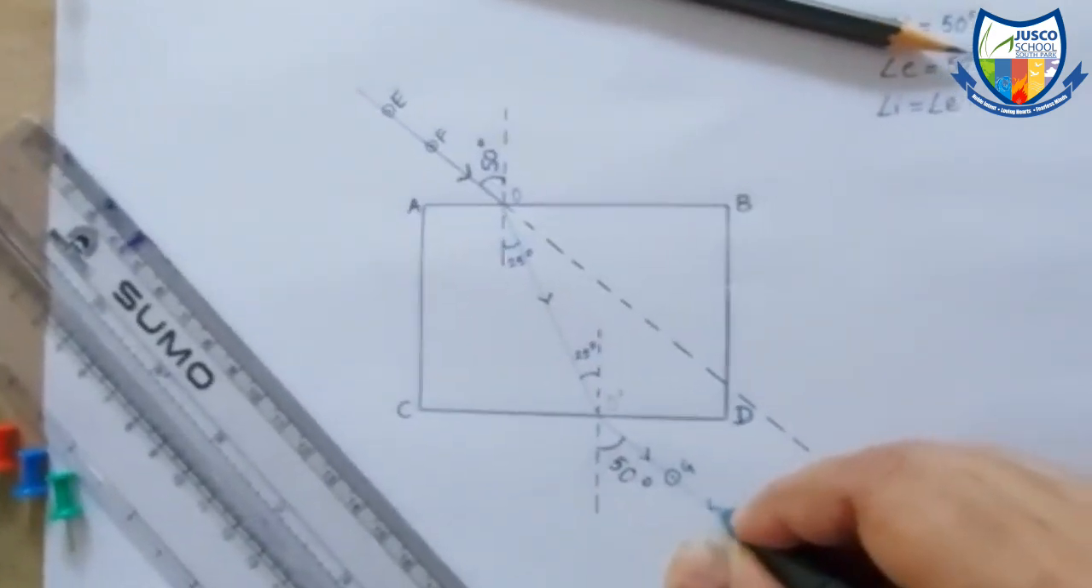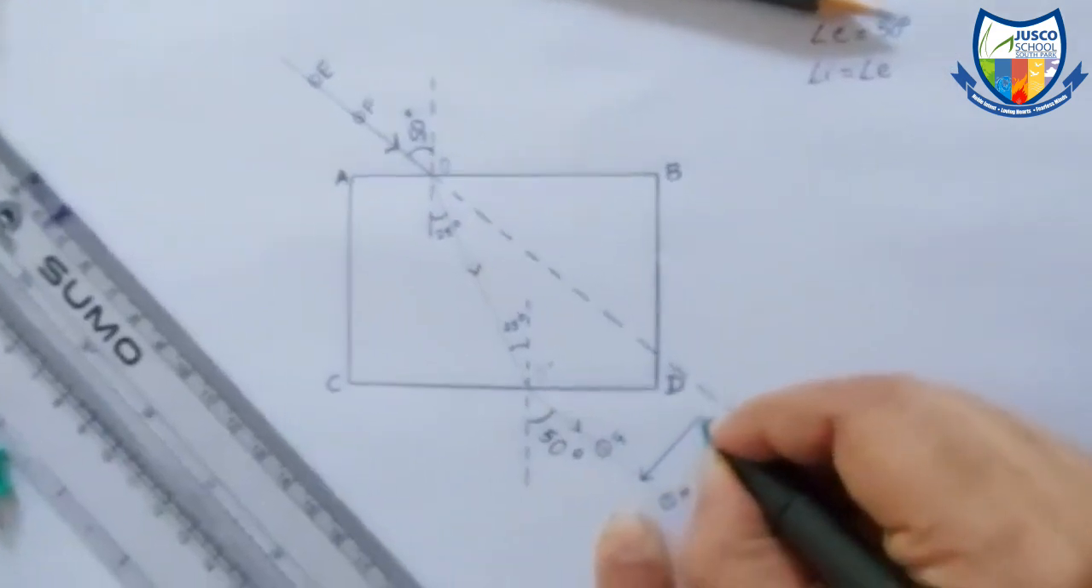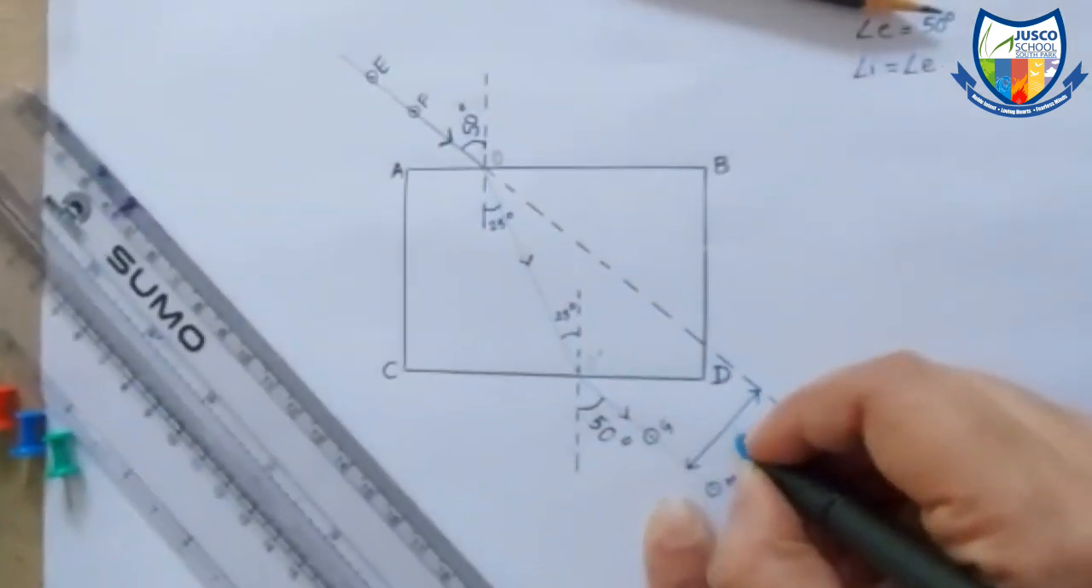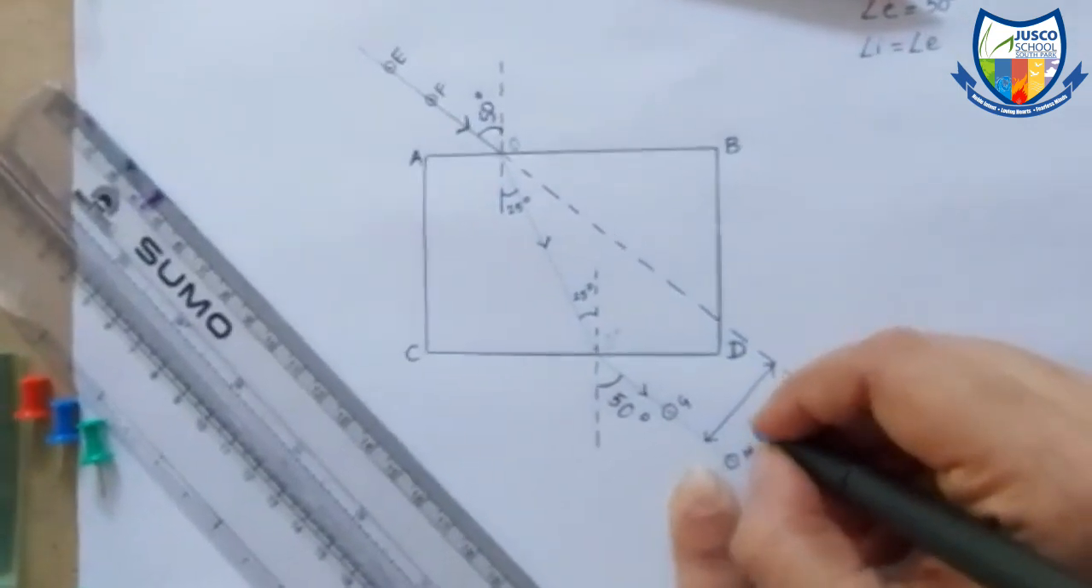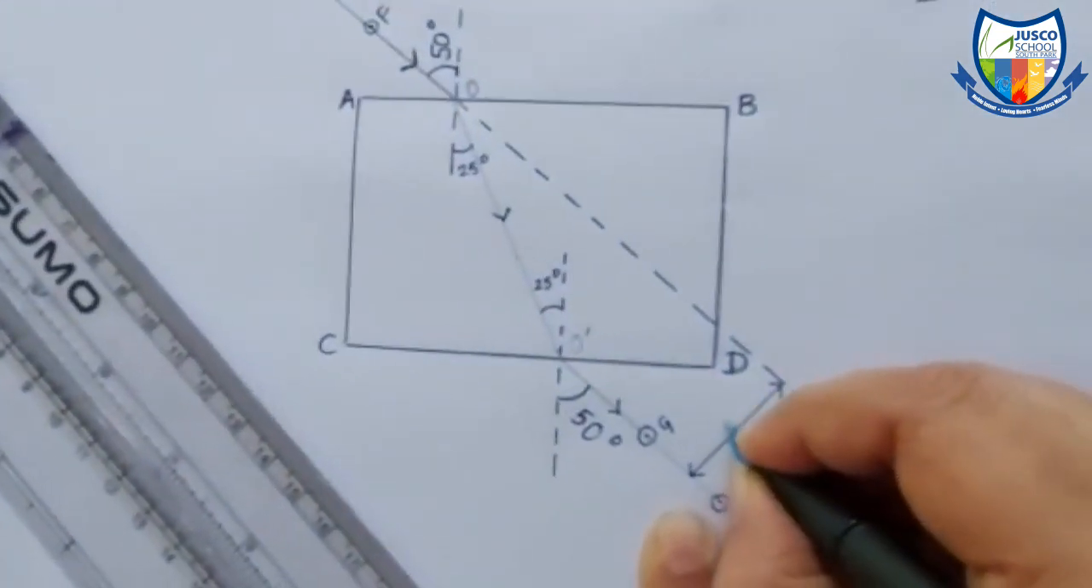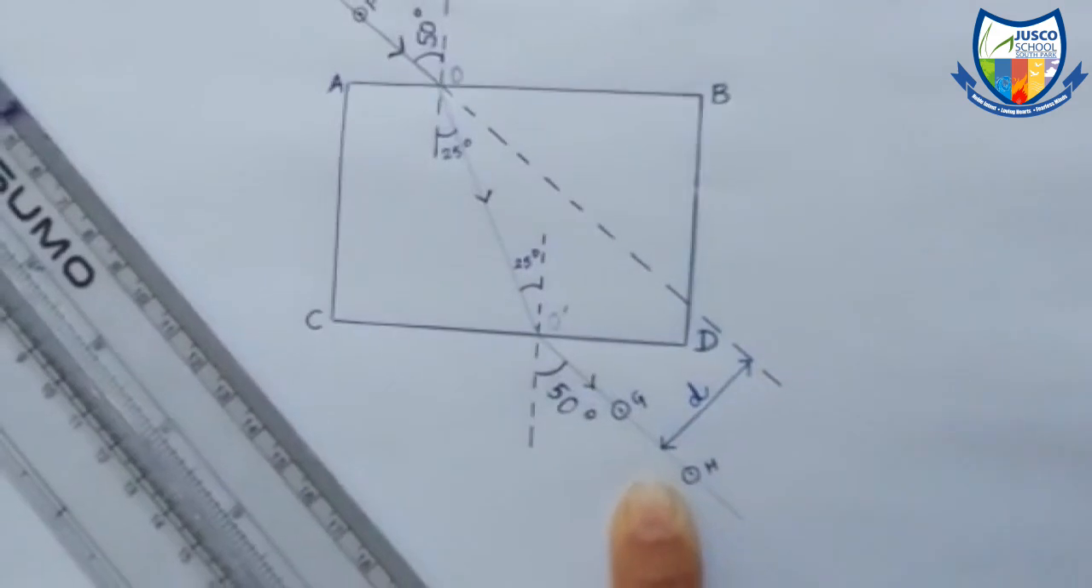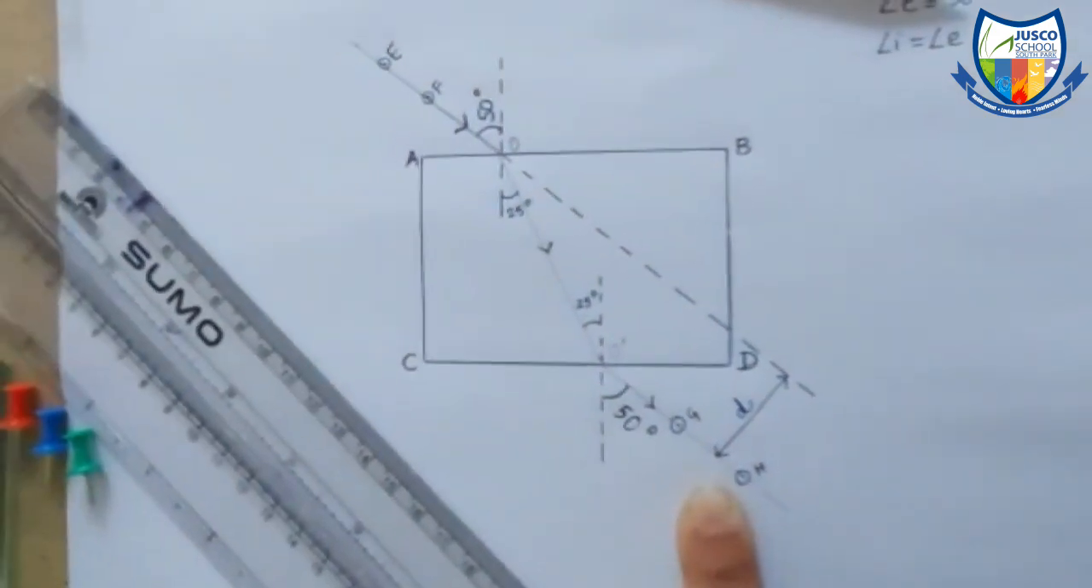This displacement is known as lateral displacement. This is called the lateral displacement, represented by D. This is your lateral displacement. Thank you.